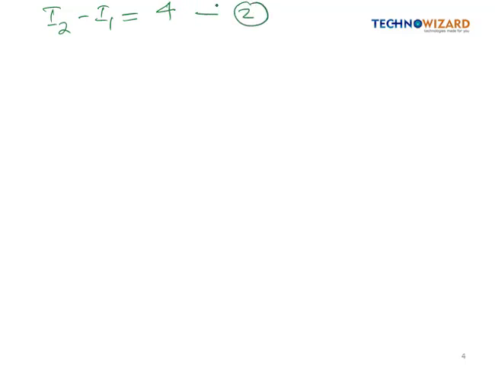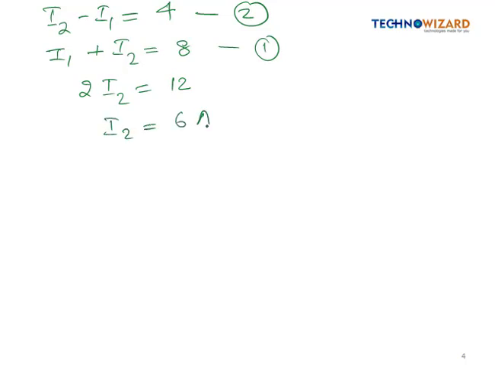So this is equation 2. After simplifying equation 1 and equation 2, equation 1 was I1 plus I2 is equal to 8. So this was equation 1. Now adding both the equations, I1 gets cancelled, so it will be simply 2I2 is equal to 12. So I2 value is coming as 6 ampere.